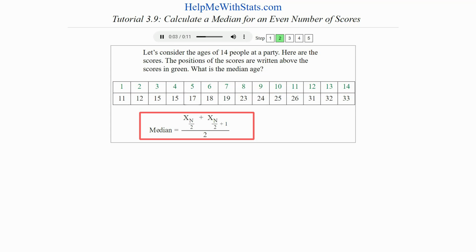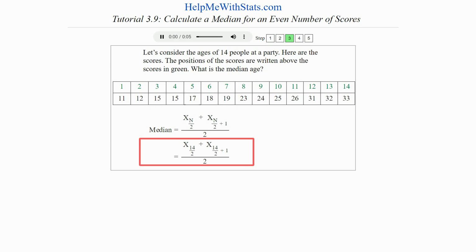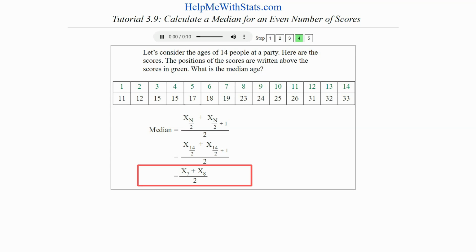The median is the average of the score in position n divided by 2 and the score in position n divided by 2 plus 1. Since n is 14, let's substitute n for the number of scores. The median will be the average of score number 7, because 7 is 14 divided by 2, and score 8, because 8 is 14 divided by 2 plus 1.